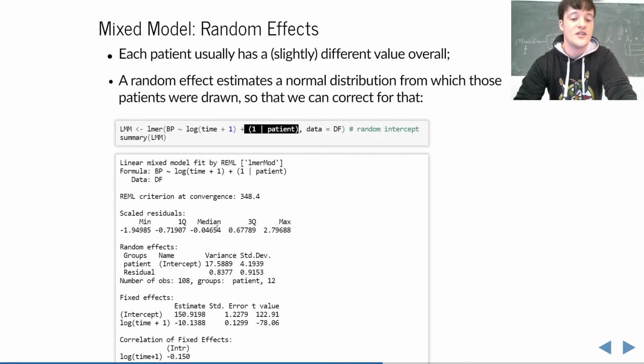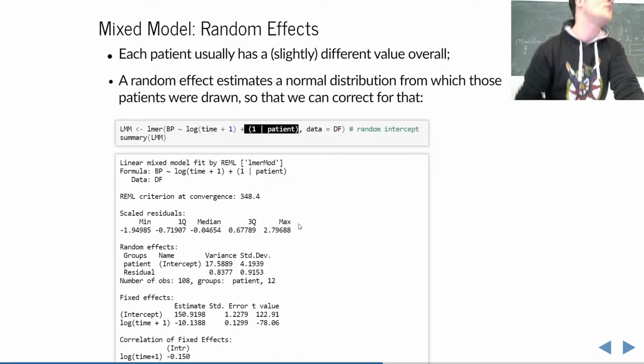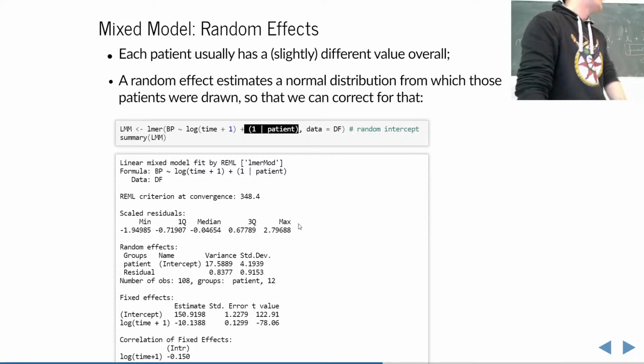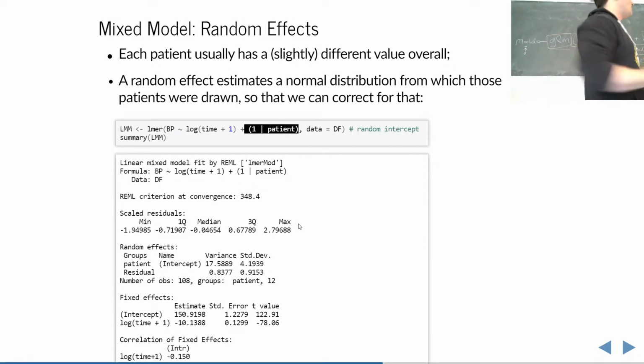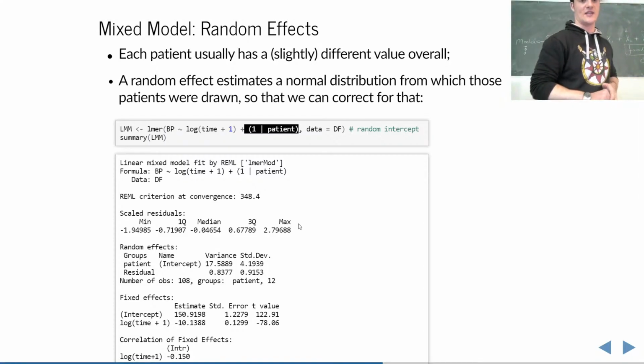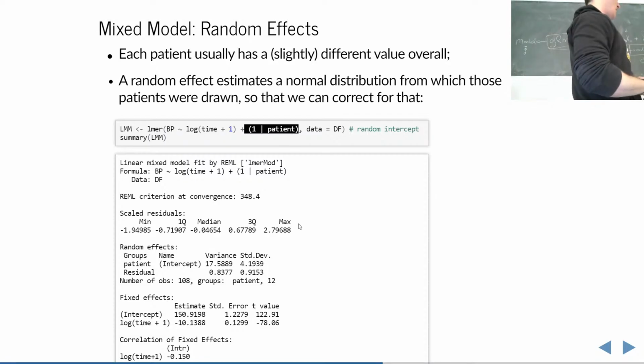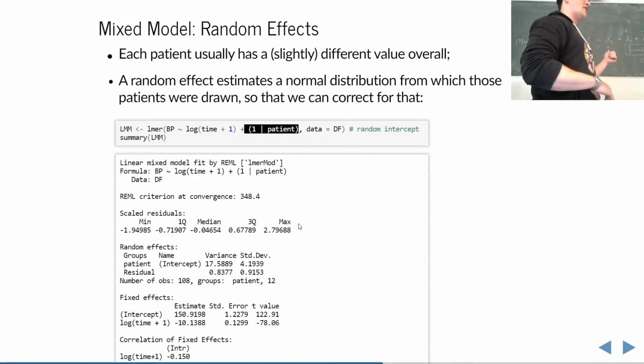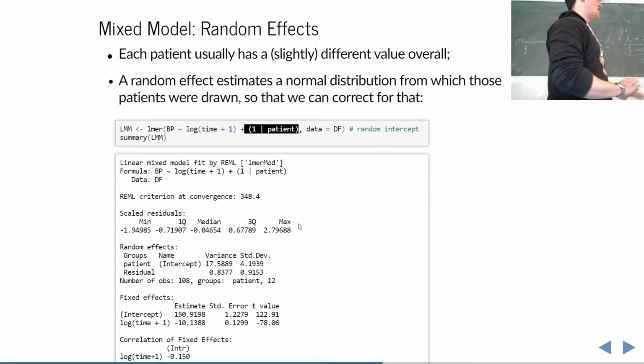Then we have the scaled residuals. Now, we've seen this before in the fixed effects model, so all the other models we've had so far. This just shows where your residuals are. The lowest residual is minus 1.95. The highest residual is 2.8, more or less. The minimum and maximum. Then we have the first quartile, the median, and the third quartile. So that's the first 25% of your data, first 50% of your data, and the first 75% of your data.